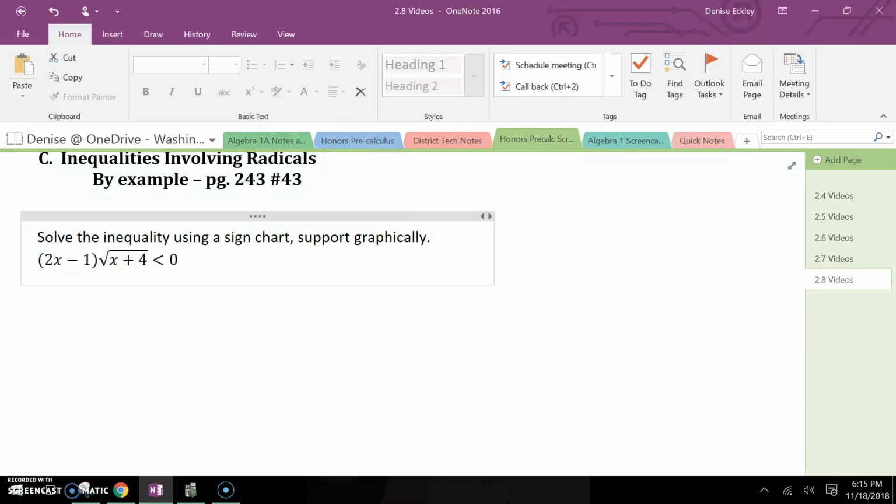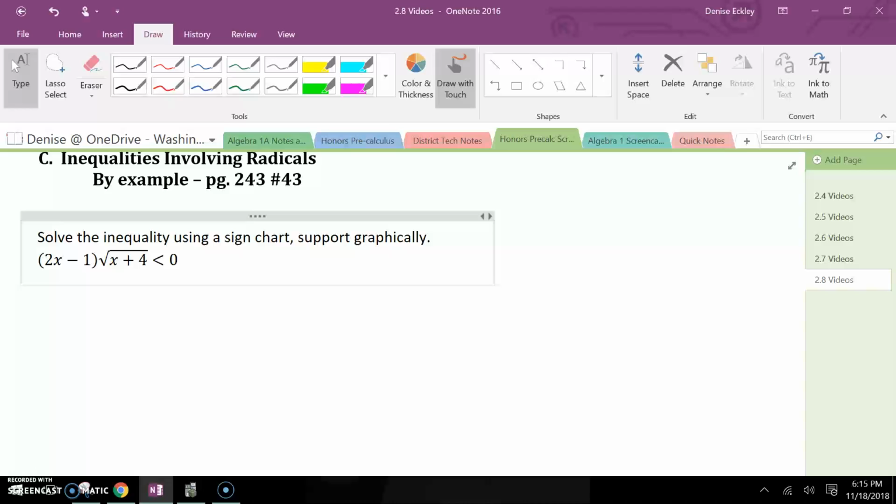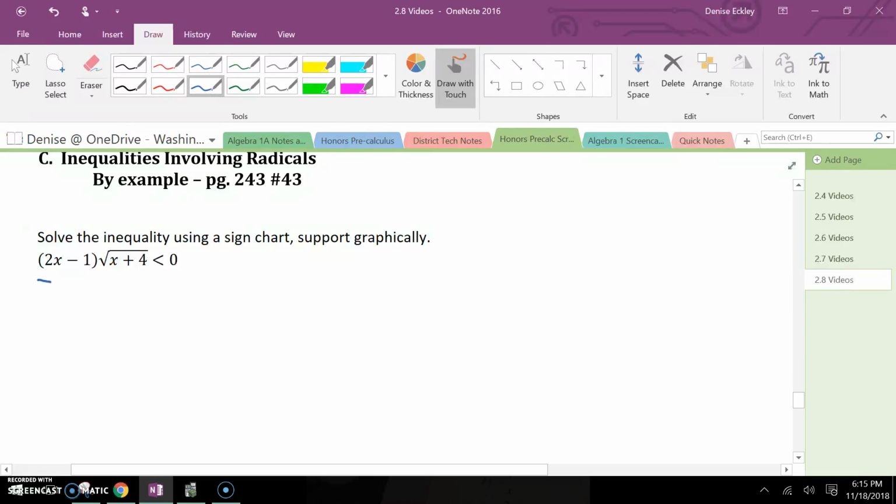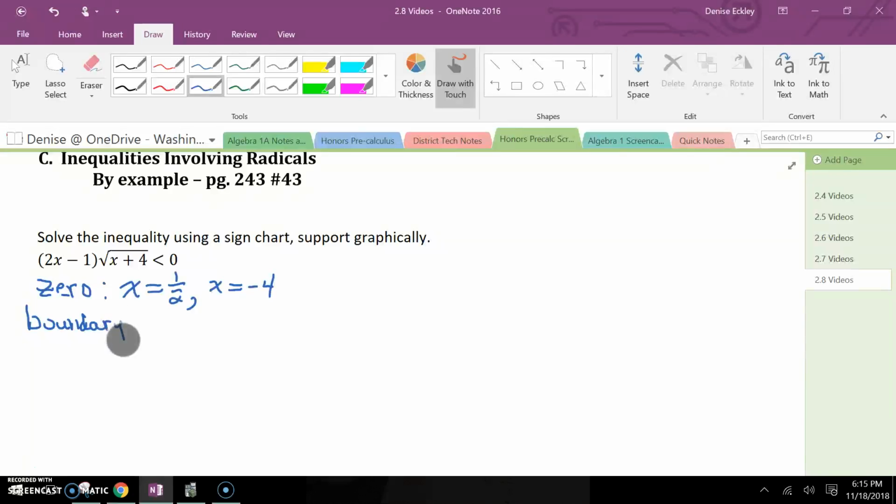So we begin like we do any of the other ones, and we start by finding our zeros. So our zeros are going to be the 0 of 2x minus 1, which is going to be x equals 1/2, and also the 0 of the square root of x plus 4. So that will be at -4. But now, as I said, we also have a boundary because that's as low as we can go. If we choose a number smaller than -4, the square root will be undefined. So we want to remember that we're only looking at values of x that are greater than or equal to -4.